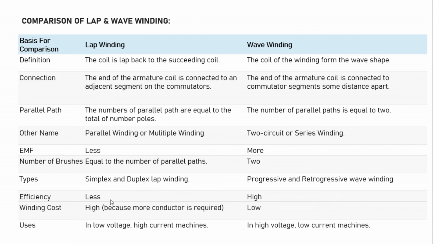Winding cost is high in lap winding because more conductors are required, as it takes the shape of a lap, one overlapping the other. But wave winding cost is low compared to lap winding. Uses: as I mentioned earlier, lap winding is used for low voltage, high current machines, and wave winding is used for high voltage, low current machines.